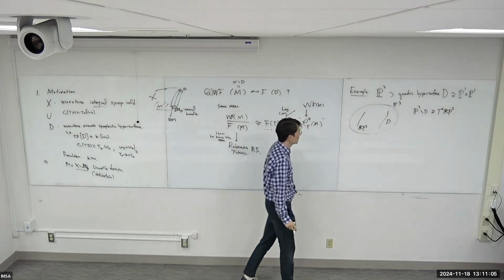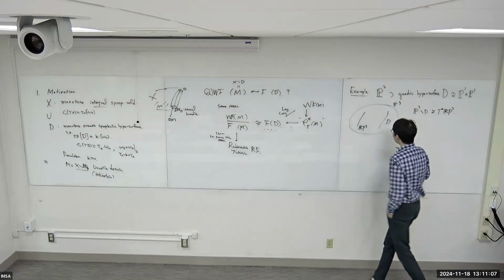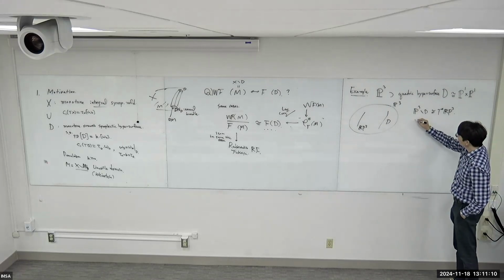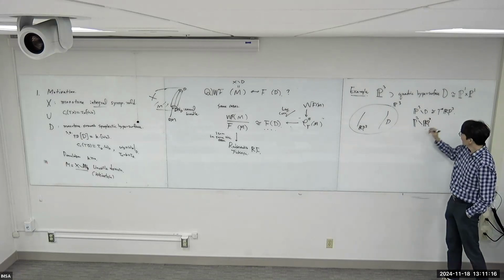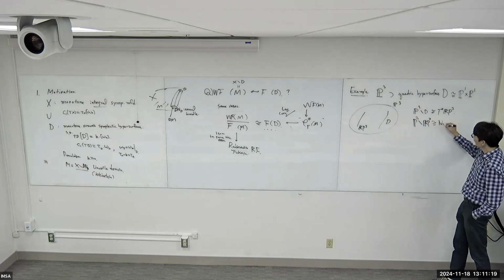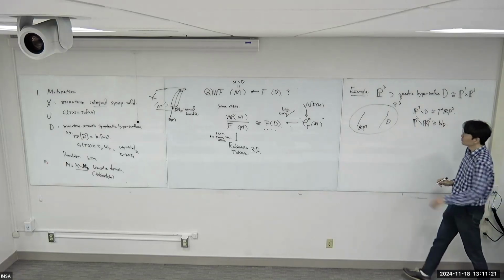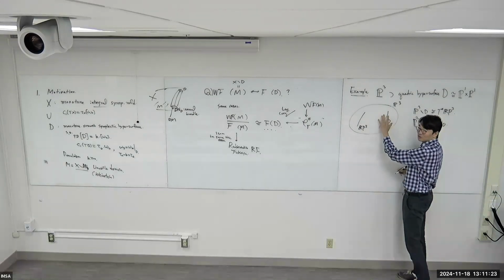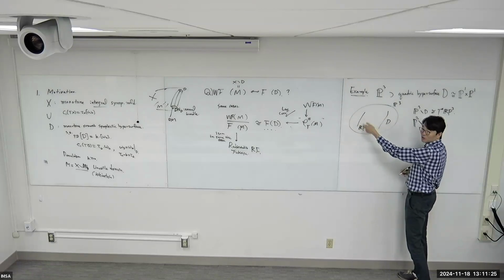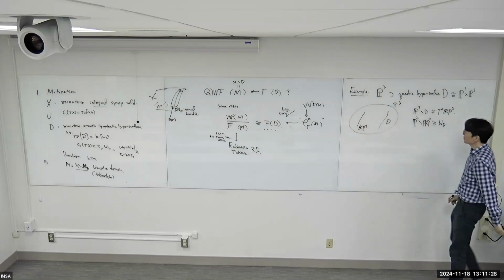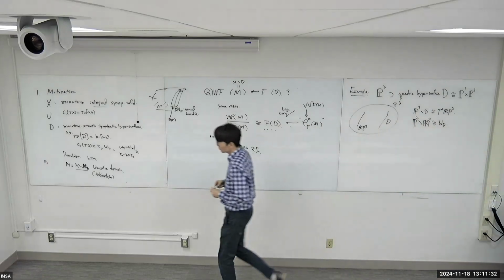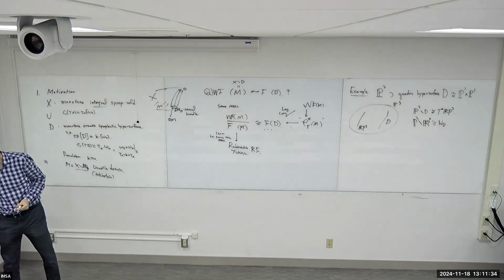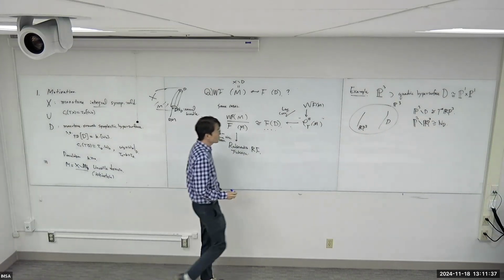And also, Biran and Kapustin show that if you take out RP3 from P3, then you should get the normal bundle of D. So if we take this out, it becomes the normal bundle of D. If we take this out, it becomes the cotangent bundle of RP3. This is the situation.